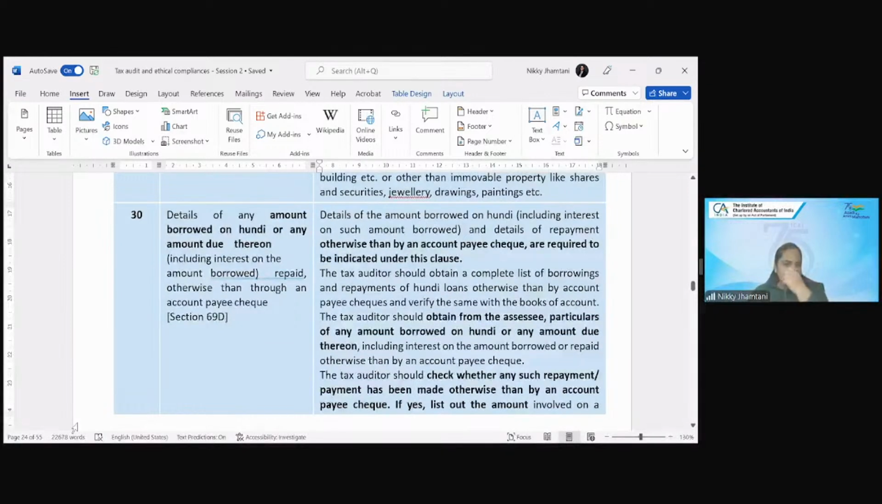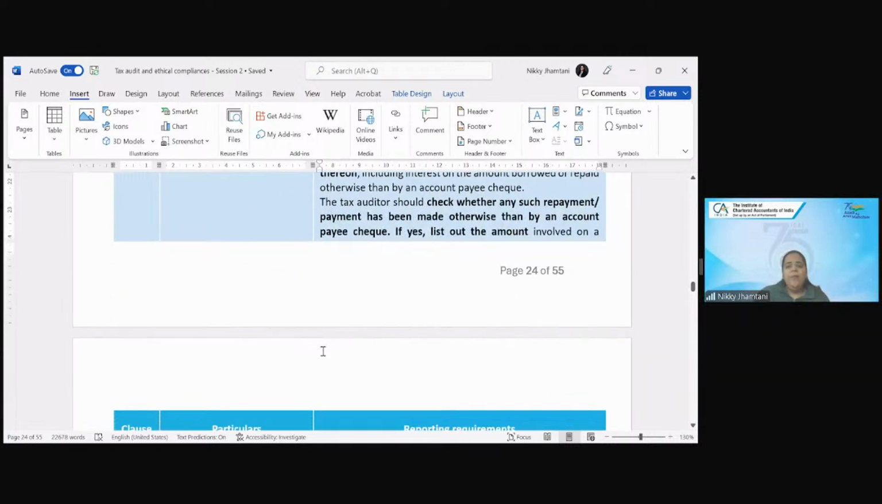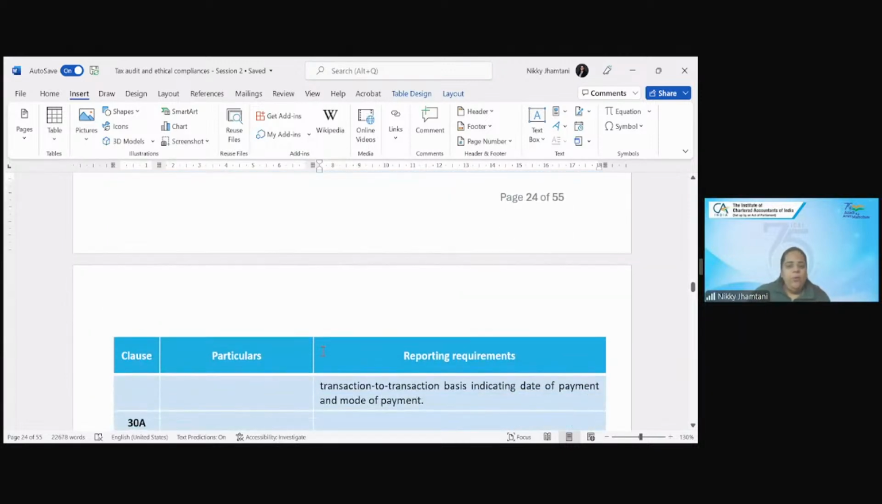So, in case of Hundi, the tax auditor should obtain a complete list of borrowings and repayments of Hundi loans otherwise than by banking channels. The tax auditor should obtain from the assessee particulars of any amount borrowed on Hundi or any amount due thereon, including interest on the amount borrowed or repaid, otherwise than by an account payee cheque. The tax auditor should check whether any such repayment has been made otherwise than by an account payee cheque. If yes, he should list out the amount involved on a transaction by transaction basis, indicating the date of payment and the modes of payment.